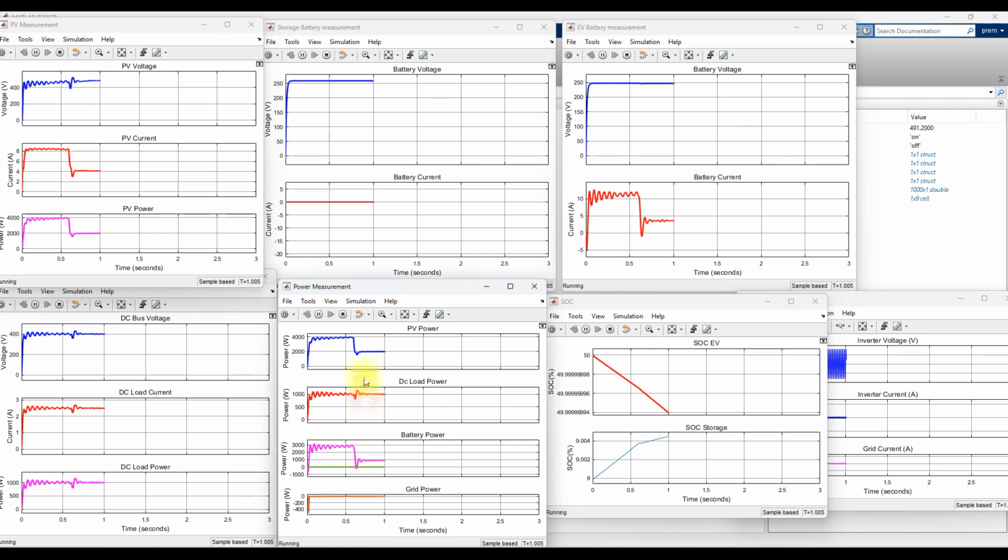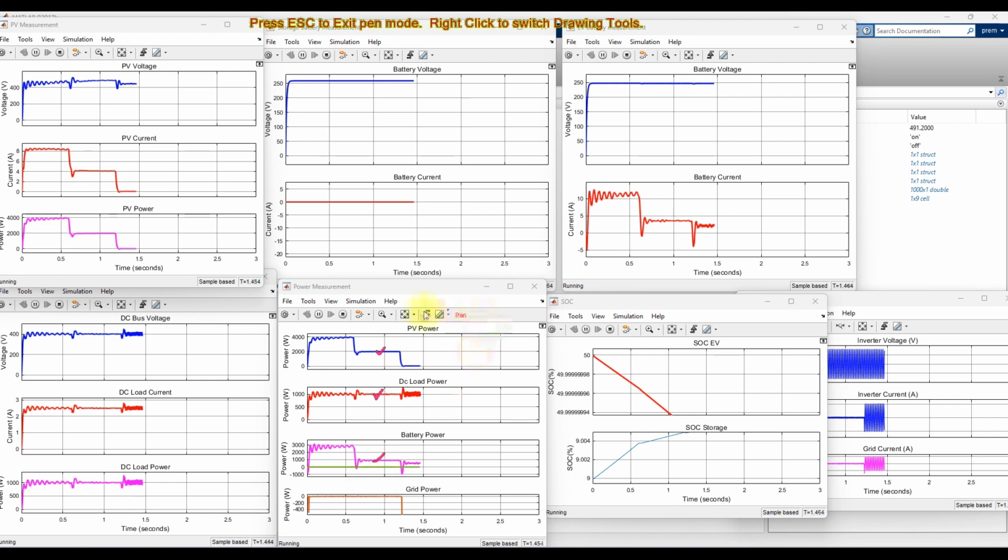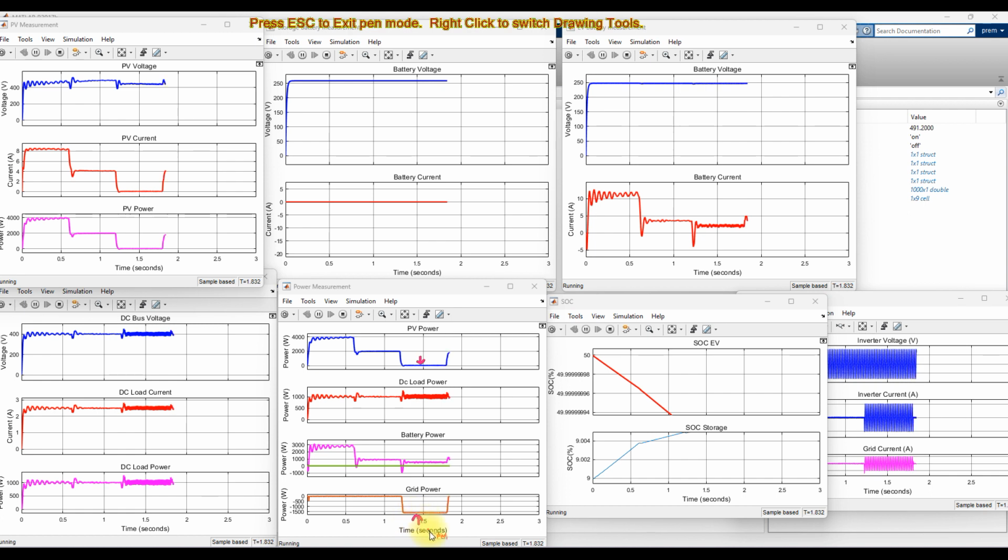Based upon the power availability of PV, the power is taken by the DC load as well as the battery. For 500 watts per square meter, the battery power is 2000, which is given to the DC load and the remaining power goes to charge the EV battery. Now the PV power goes to 0. When the PV power goes to 0, we get power from the grid. Here you can see that we are getting power from the grid during this time.